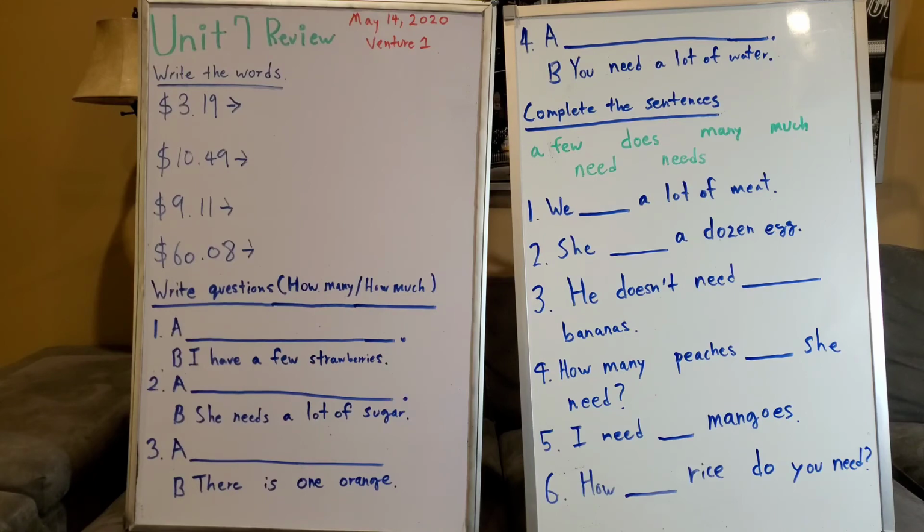So right now I'm not in front of the camera because you won't be able to see the questions. So as you can see, there are two boards, and as I said before, we're going to do some exercises related to what we've learned so far in Unit 7, okay?